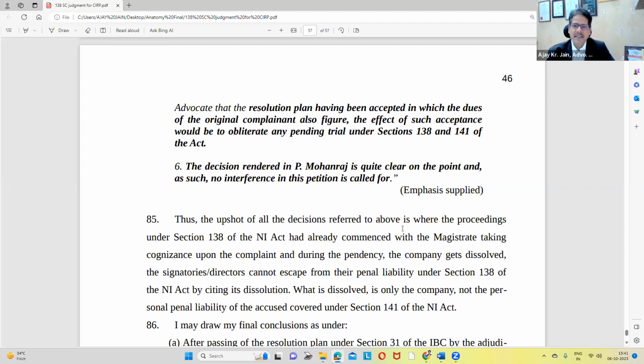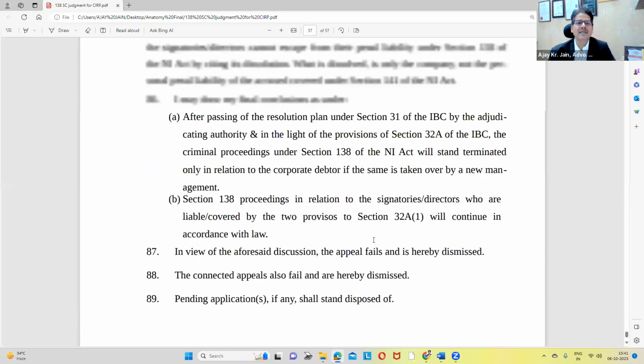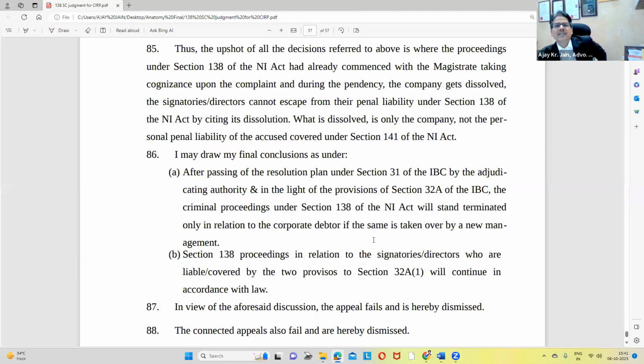However, criminal proceedings under section 138 of the NI Act, Negotiable Instruments Act, will continue against the offender, or against the director who issued the cheque, who is the offender under section 138. So I'll read just the concluding part of this so that you can advise your management also. Your management means the suspended director. I'm sorry.